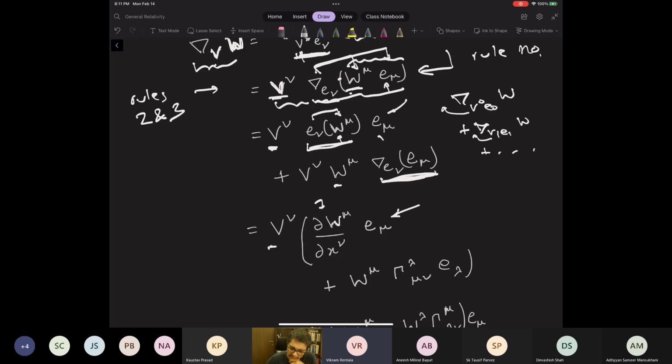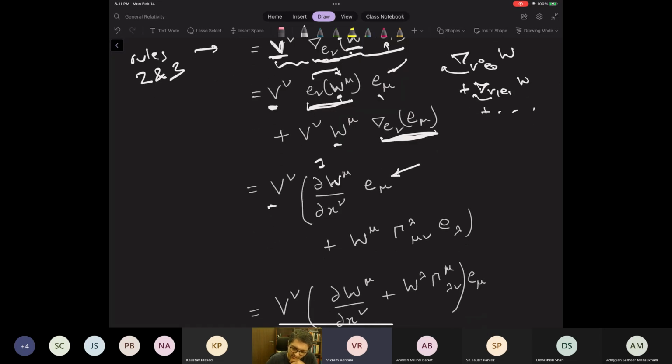This second term over here is V nu, which I pulled out common, W mu, and now the action of gradient of E nu, I just call this derivative of E nu on E mu, that gives you your connections. It gives you gamma lambda mu nu E lambda.